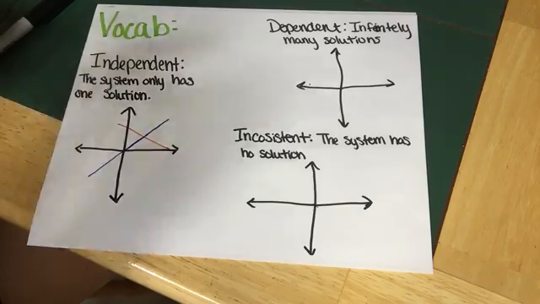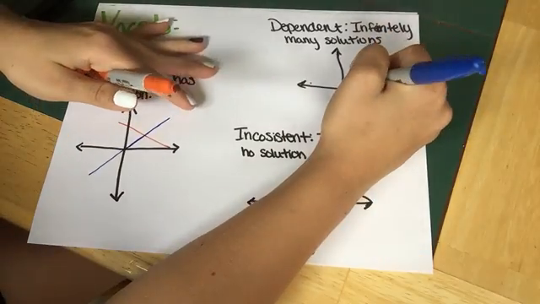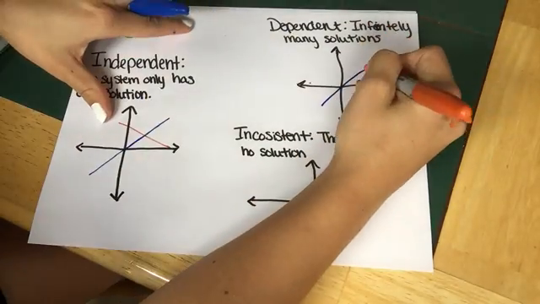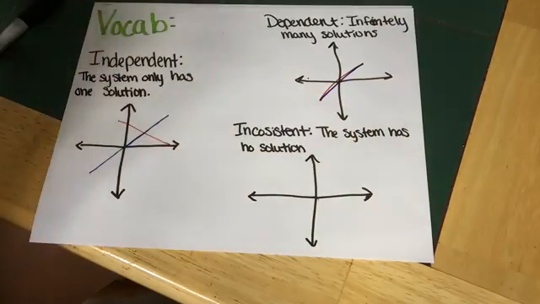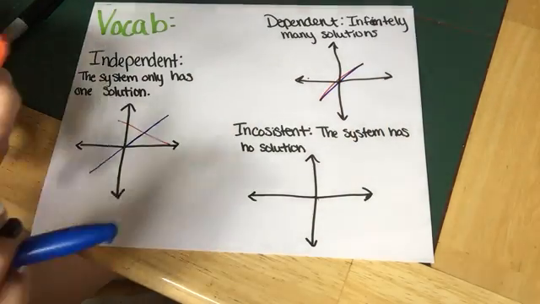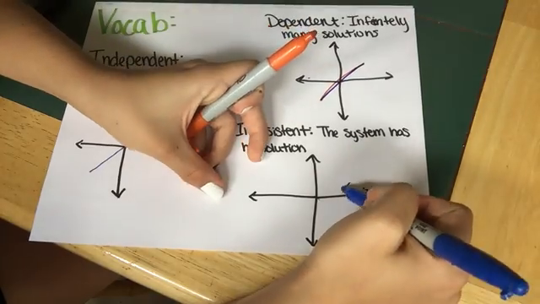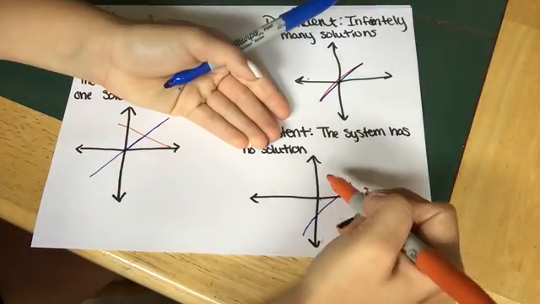Dependent means they have infinitely many solutions. That's when they're both on top of each other. Oops. And inconsistent means that they have no solution. The only way this can occur is if they're parallel to each other.